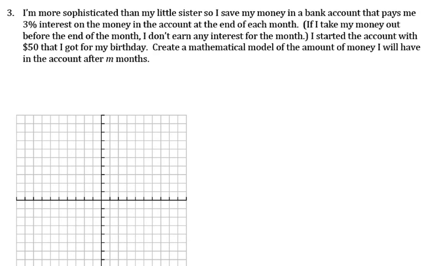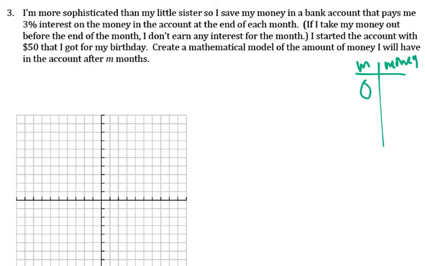Okay, so 3. I'm more sophisticated than my little sister, so I save my money in a bank account that pays me 3% interest on the money in the account at the end of each month. If I take my money out before the end of the month, I don't earn any interest for the month. I started the account with $50 that I got for my birthday. So let's start with the table. We have months, and we have money.